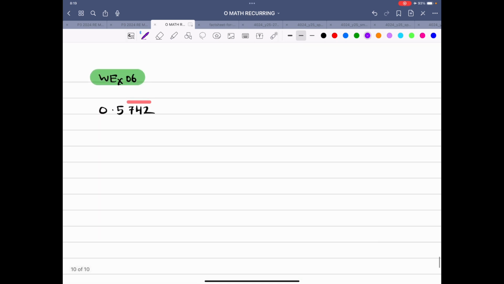And let's move to the last worked example. These 6 worked examples are more than enough to make you solve any recurring decimal question. So let x equal 0.5, and what do we have? 742, 742, 742, and so on. So the recurring part is the 742.